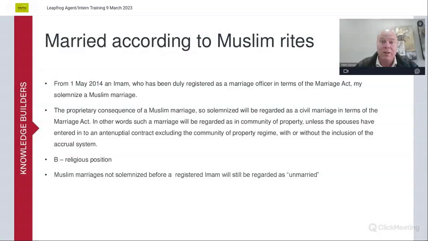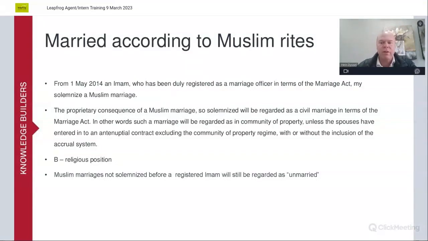And then obviously we'll ask them, but do you have an antenuptial contract? Yes or no? No, I don't have an antenuptial contract. Well, then you're married in community of property because you've got a marriage certificate. That Imam in front of whom you got married is registered as a marriage officer in terms of the Marriage Act. And because he married you and he got a marriage certificate for you, you married in community of property, or out if you had an ANC.